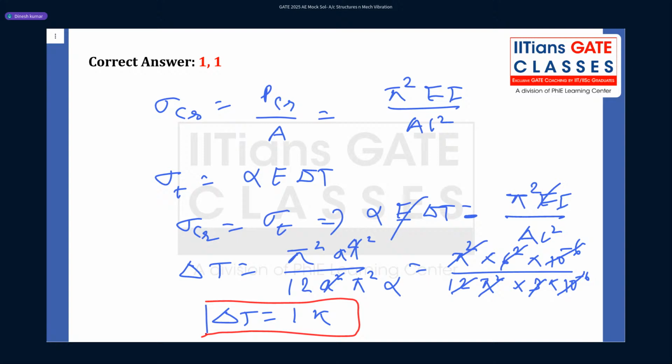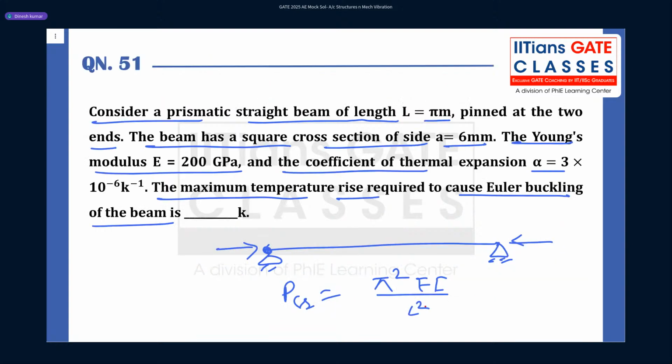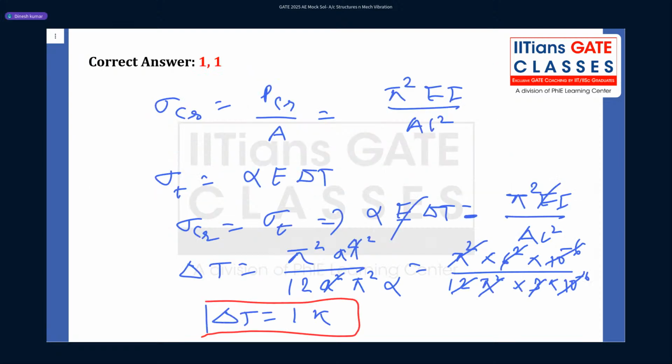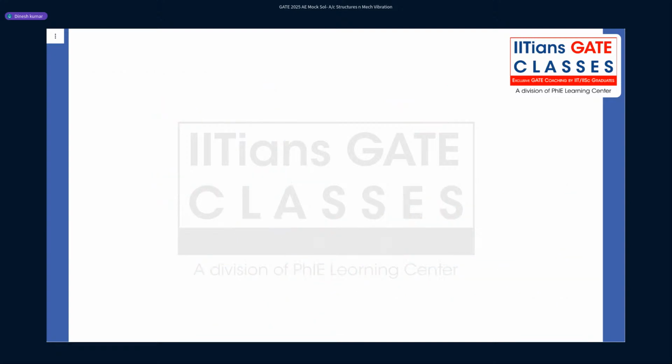If the temperature increases by 1 Kelvin, your column will buckle. So is it clear, everyone? Yes or no? So these three questions were there. Basically two questions. The good question is the first question, where you have to use approximation at the same time, and then you will get the answer. Yeah. So that's all from this session.